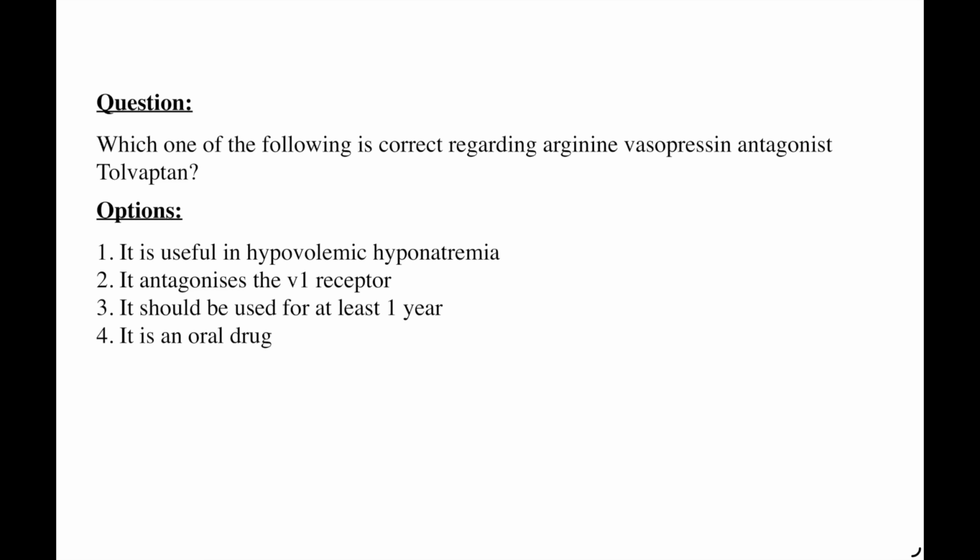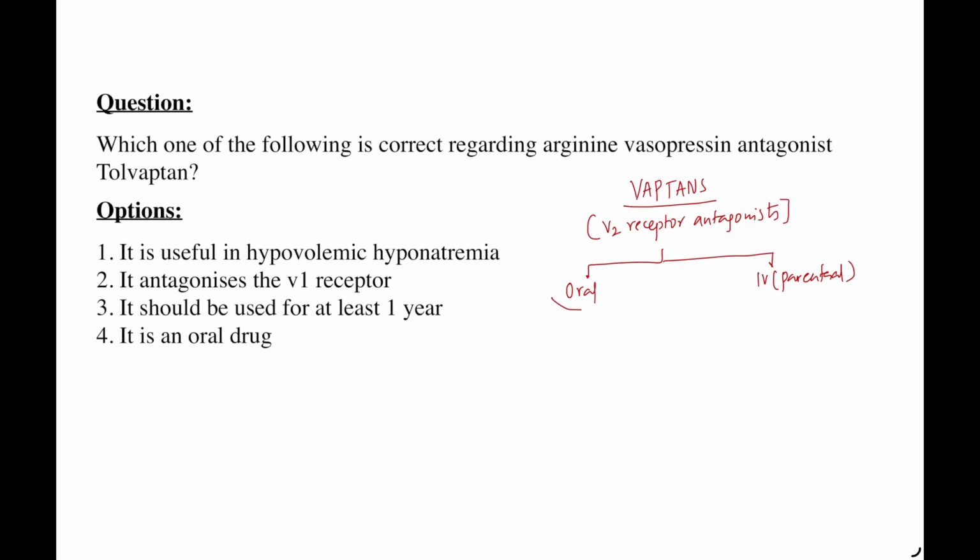Now, among the 96 questions, question number 1 is, which one of the following is correct regarding arginine vasopressin antagonist, tolvaptan? So, to begin with the discussion about tolvaptan, these are actually the vaptans class. They belong to V2 receptor antagonists. Okay, so V2 receptor antagonists are classified into oral and IV, that is parenteral drugs.